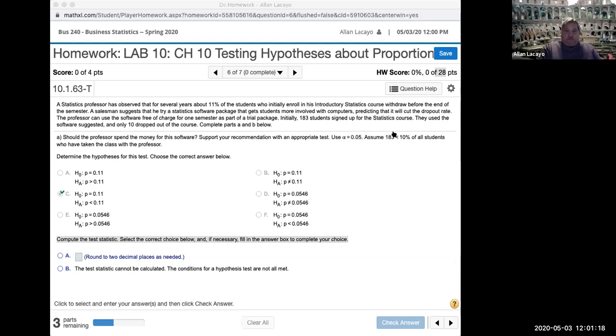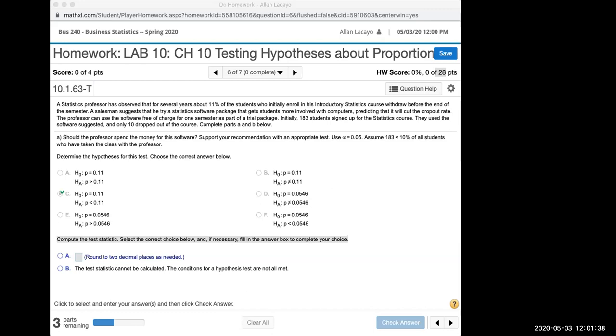Okay. So after you click there, the number of successes is only 10. The number of observations is 183. The null hypothesis is 11%, and the alternative is a less than. So those are the four entries. So I'll wait there for a snapshot of that. Mr. Lakai, we can't see it. It's on the lab 10 still.